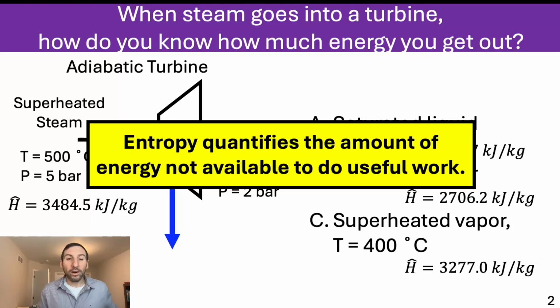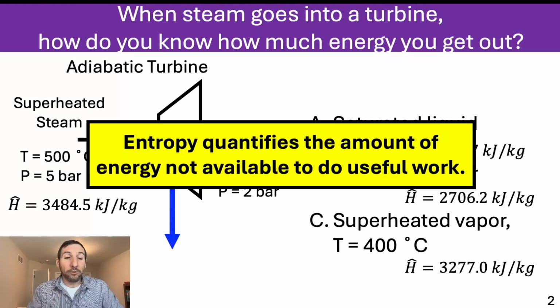So what we're going to do now is figure out how much theoretical work I could get out of my turbine. And then afterwards, we're going to reassess and figure out, are any of those scenarios I gave you, with saturated liquid, saturated vapor, or superheated vapor steam, actually possible? So let's get into it.